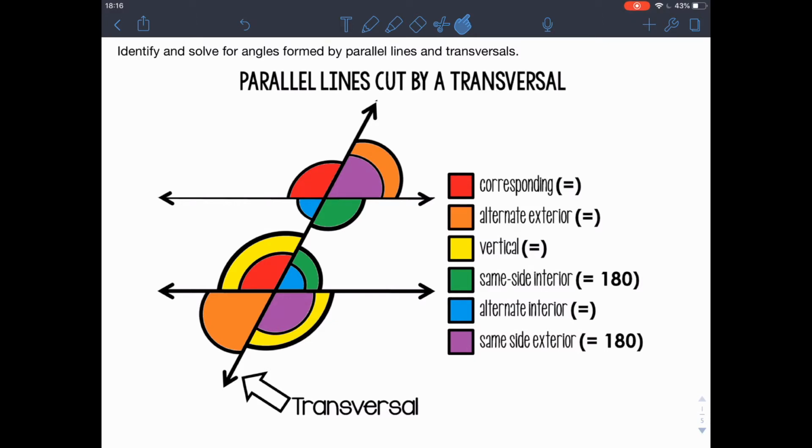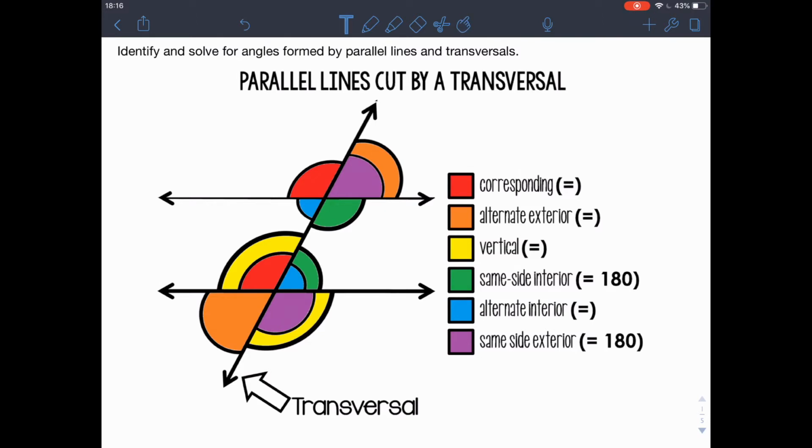So we have here a pair of parallel lines and another line that cuts through them. Whenever we have a line that cuts through some parallel lines, we call it a transversal. And when that happens, we end up having some special angle relationships. You are already familiar with vertical angles, which are in yellow in this picture. They're just on opposite sides of intersecting lines, and they have the same measure. But when we have transversals, we have some other angles that have the same measure.